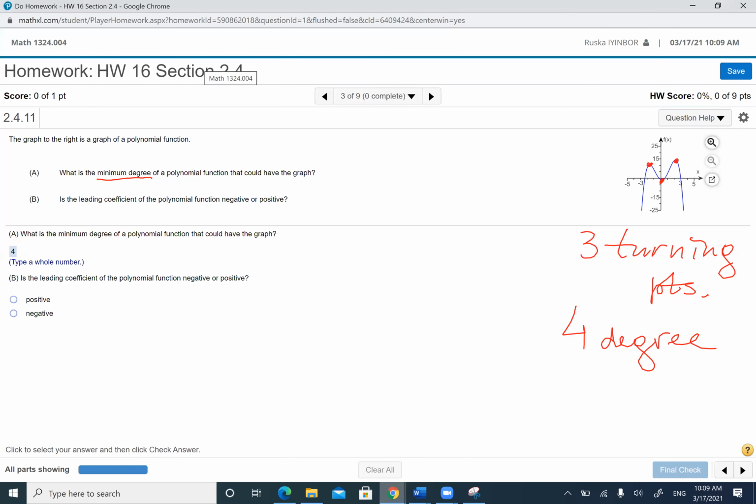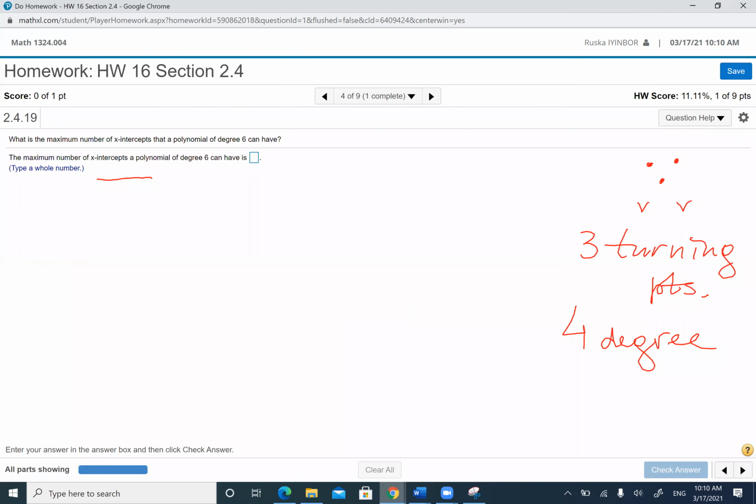Okay, and then the next one is asking, is the leading coefficient positive or negative? So this is something like we did in quadratics. If the graph is going down, see, the graph continues down both ways, then it's going to be negative. If it's going up both ways, the leading coefficient is going to be positive. So the same idea. In this case, it's going to be negative. You got it? Okay, so that was the one here.